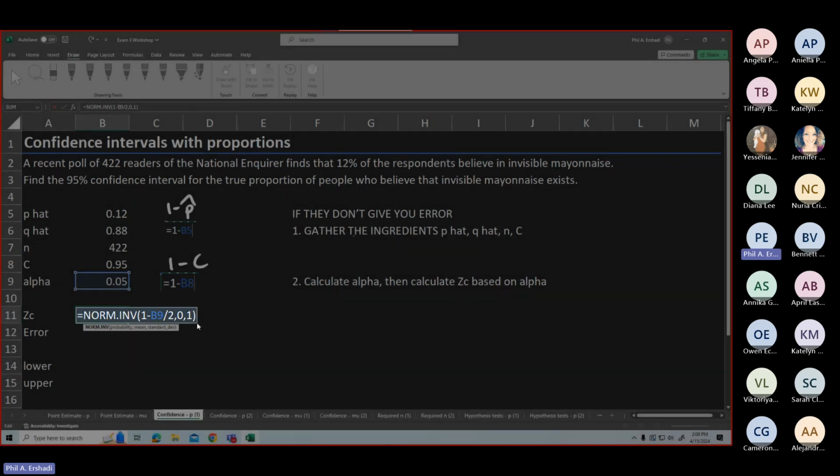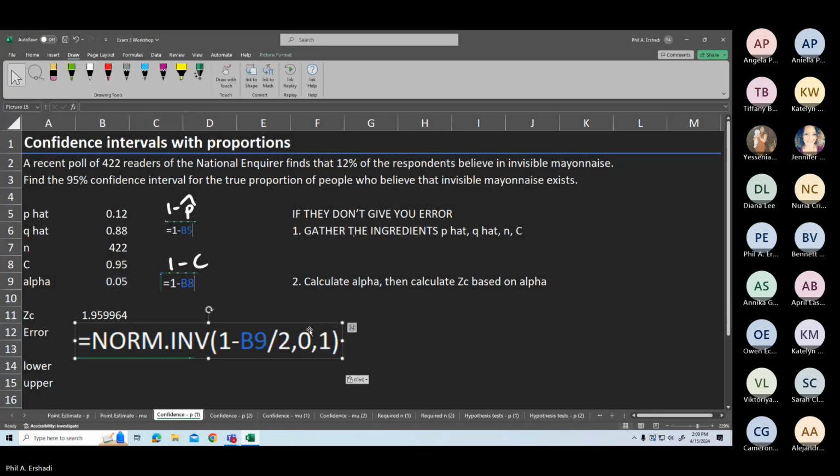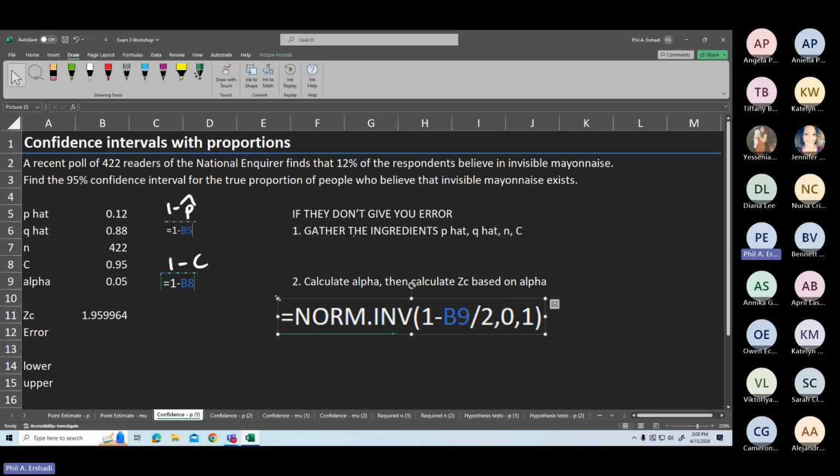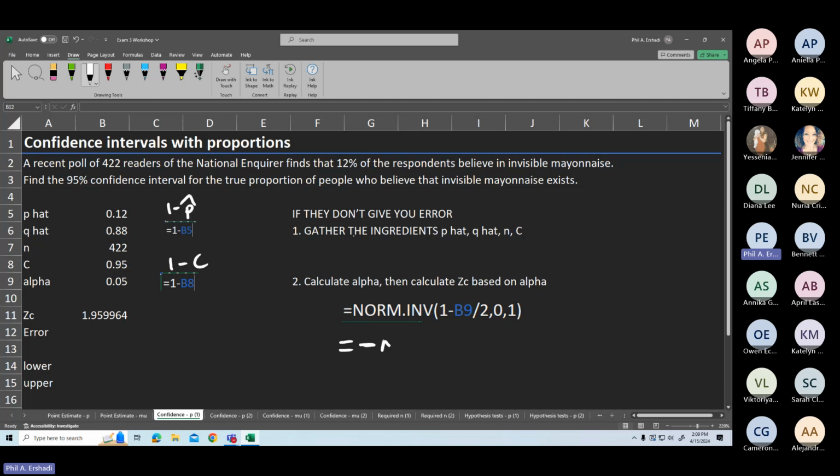I think it's a little easier to remember. So this is actually fine, but another way you can do this is to say equals negative NORM.S.INV of alpha over 2. Little bit easier to type and a little less likely that you'll end up making a typo. So you can say equals minus.